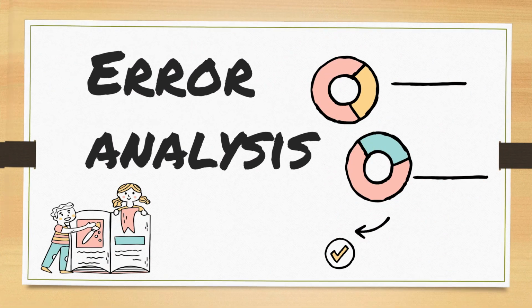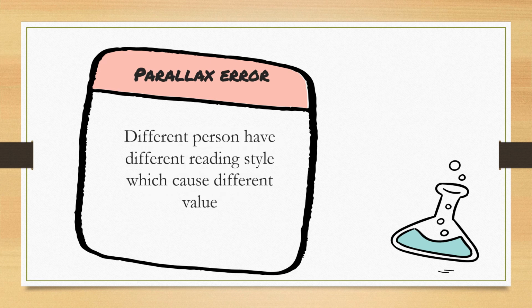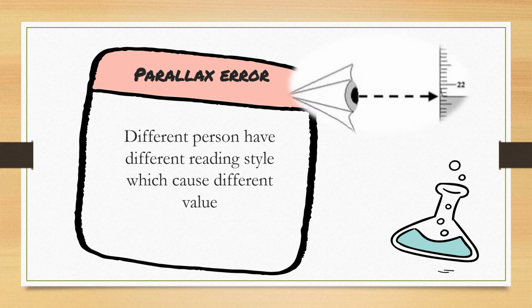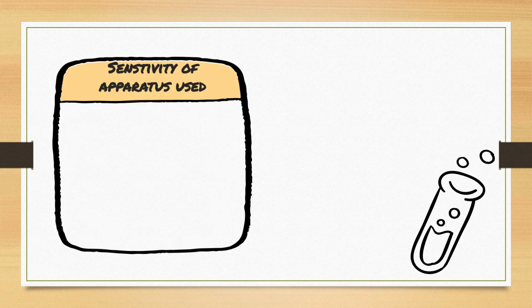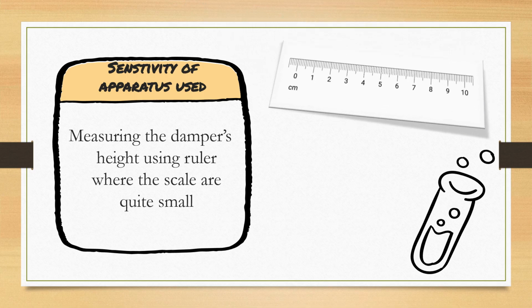Now we will see the error analysis for this experiment. Throughout this experiment, we found that we have encountered some errors, mostly the parallax error. This parallax error is due to different persons having different reading styles, which cause different values recorded while reading the pressure in the long and short manometer. Furthermore, there is the sensitivity of the apparatus used to measure certain data. Error occurs when we measure the damper's height using a ruler where the scale is quite small, which we can't avoid.